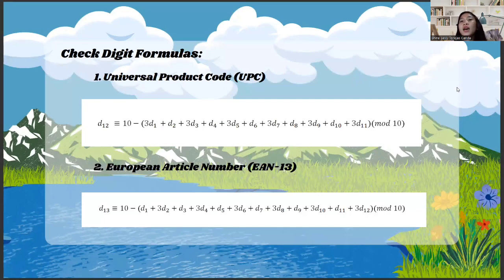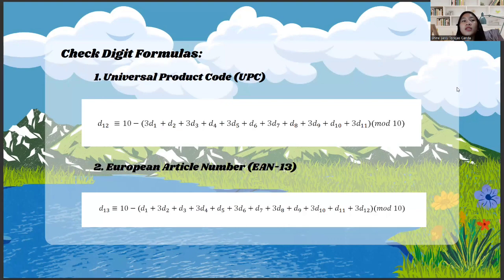As you can notice, both use modulo 10. In UPC, all the digits with odd subscripts are multiplied by 3, whereas in the European Article Number, all the digits with even subscripts are to be multiplied by 3.